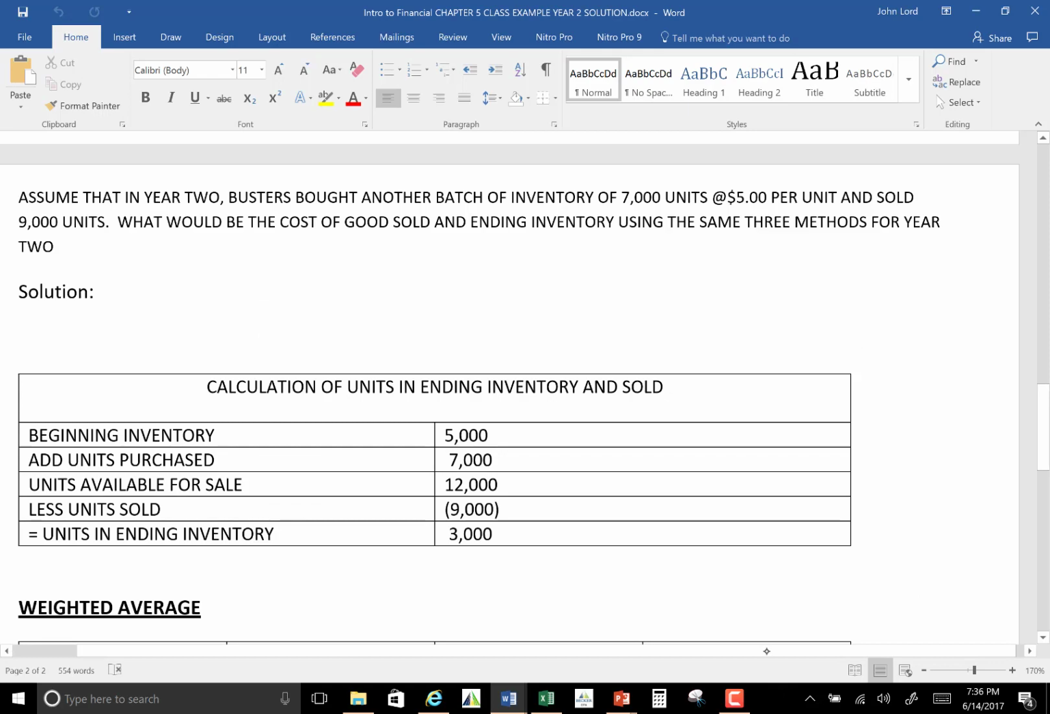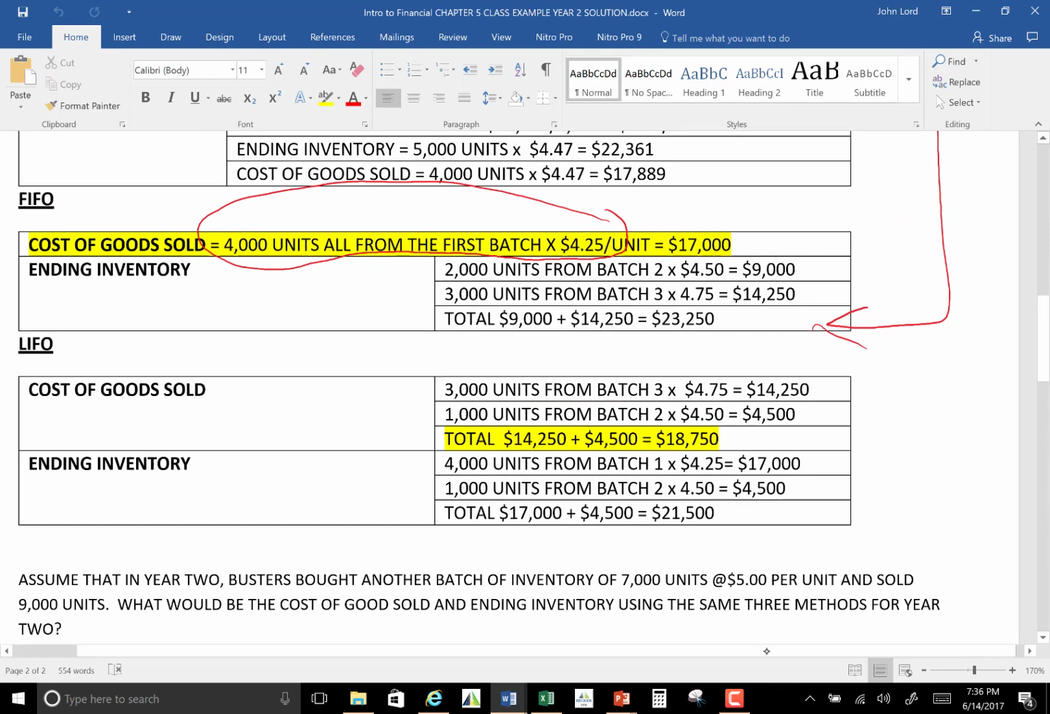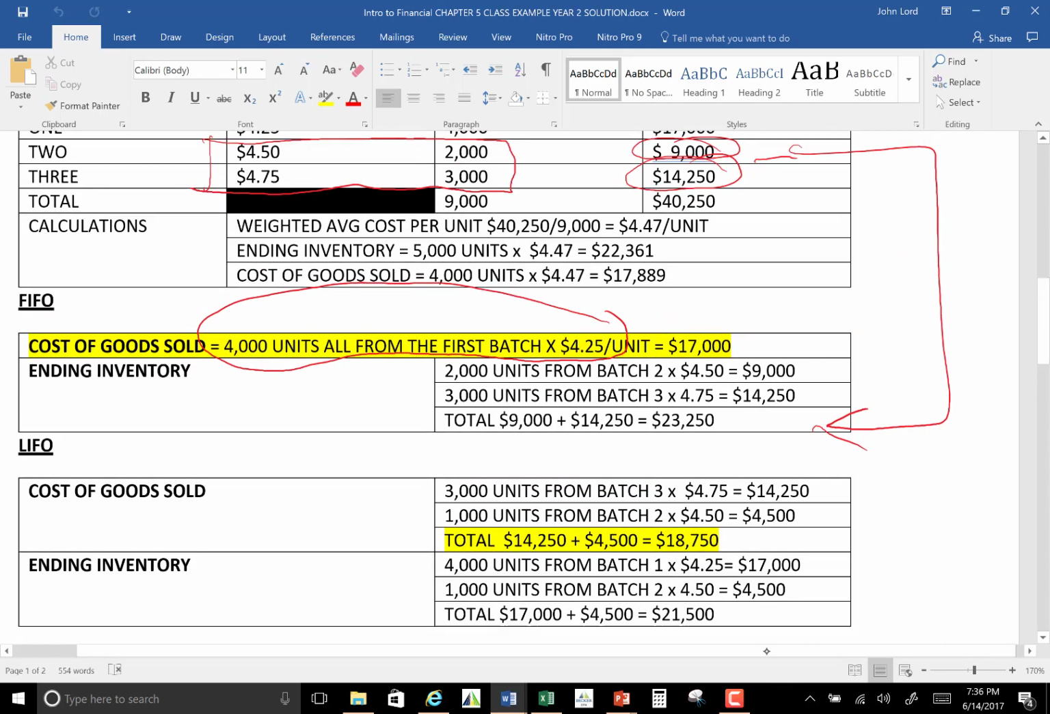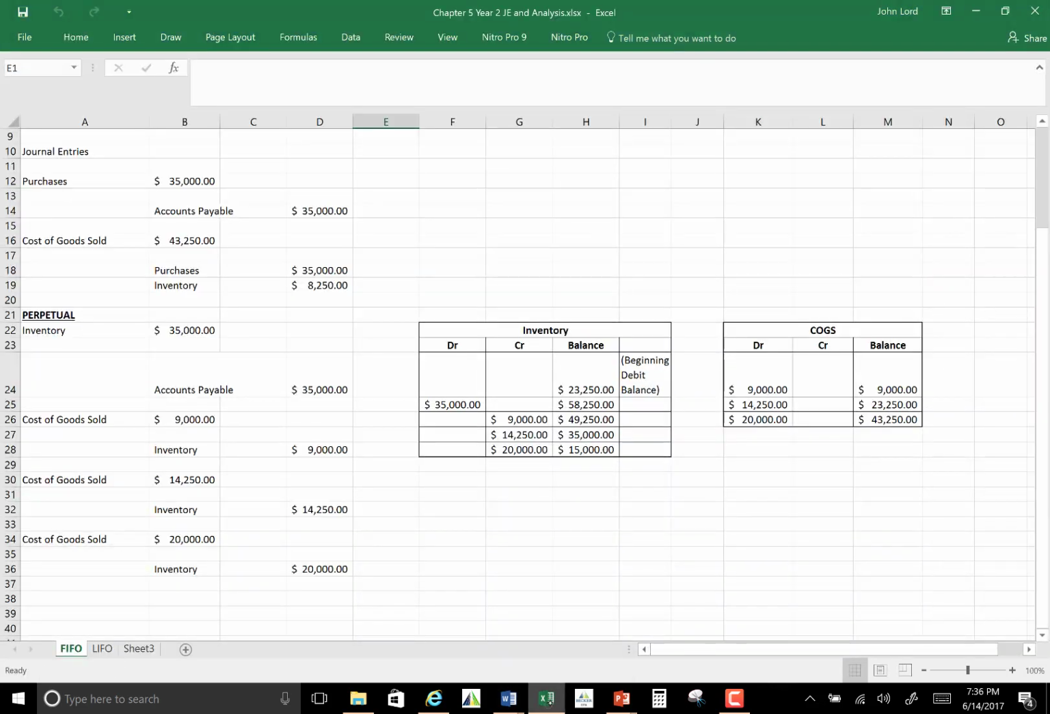FIFO, excuse me. We're doing FIFO there. Under FIFO, I sold 2,000 units, and I sold them at 450. That was 9,000, right? And when I sell those, I do what? I debit my cost of goods sold right here, and I credit my inventory, right?